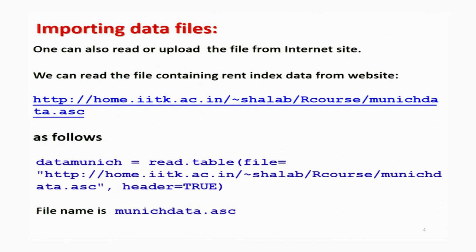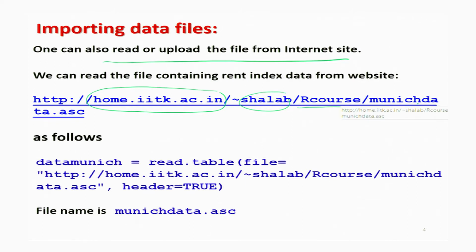Now, before going forward, I just want to show you that when you are trying to read the data, it is not a condition that the data has to be only on your hard disk or your computer. The data can also be read from any internet site, right? For example, I have uploaded a file on my home page. The address of my home page is home.itk.ac.in/tilde, and after that I have created a directory here, R course, under which I have the file Munich data.asc. This data consists of data from the Munich city in Germany about their house rent.